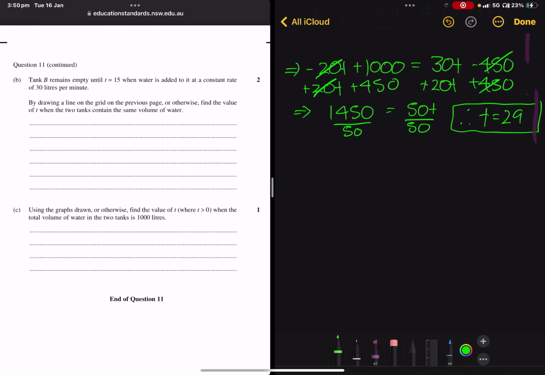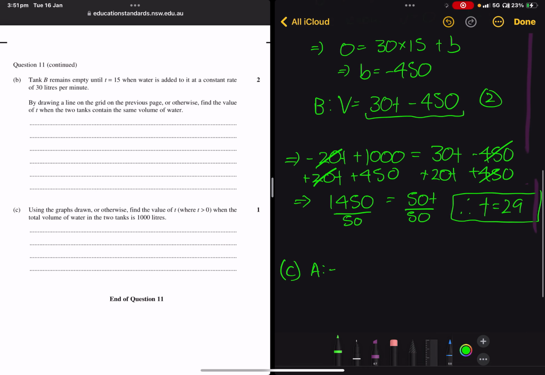Now this question has a third part, which is part C. Using the graphs drawn or otherwise, find the values of T, where T has to be greater than 0, when the total volume of water in the two tanks is 1000 litres. Okay, so we know the volume in tank A is minus 20t plus 1000. And then we know the volume in tank B is 30t minus 450.